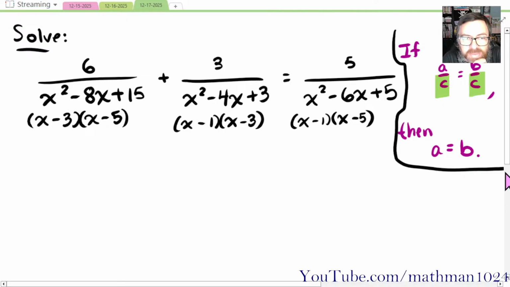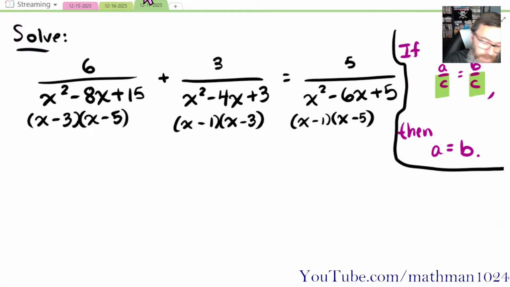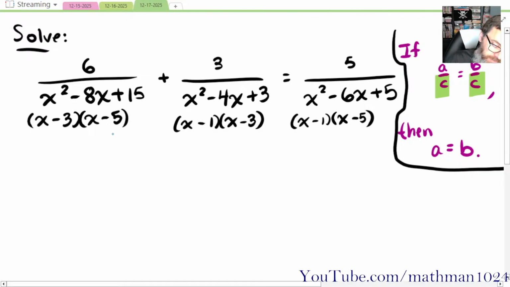So once we have all of the factorizations done, we go in and we put the factors that are missing. So if I look at that first denominator, x minus 3 and x minus 5, and you compare that to the other denominators, you'll see that there's a factor that everybody else has that he does not have. And that missing factor is x minus 1. So I'm going to put that factor that's missing down in the denominator.